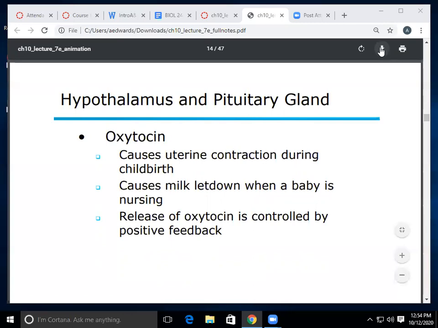So how is oxytocin controlled? Well, most things are controlled through negative feedback. This is one of the few that's positive feedback. And that should make sense because if you're having uterine contractions, would you want those contractions to be under negative feedback? No, because then you'd be basically in labor forever, right? You need to keep those contractions going until the baby's out. So it needs to get stronger and stronger, okay?